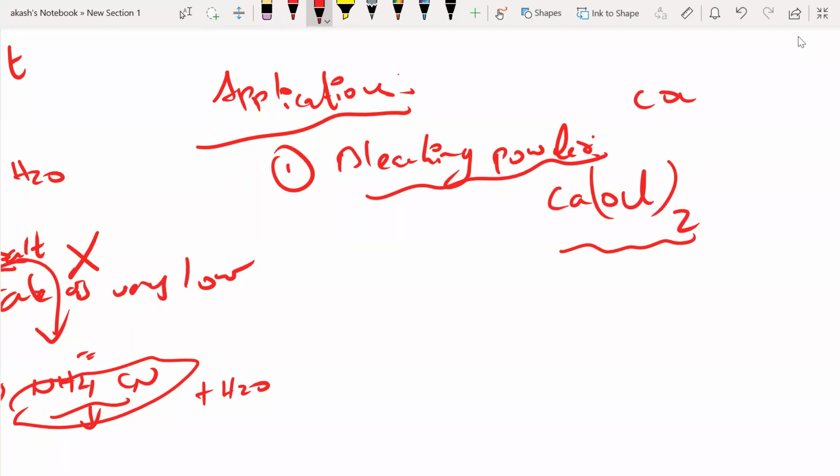It's not CaOCl2. No, this is wrong. You should write it as CaOCl whole twice. Now this is again a new kind of anion you are knowing here.